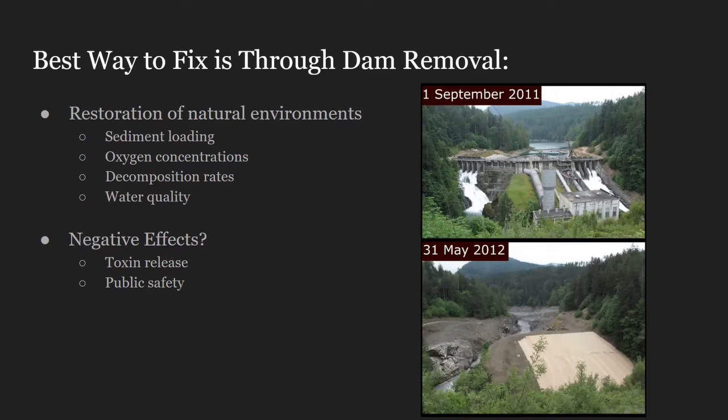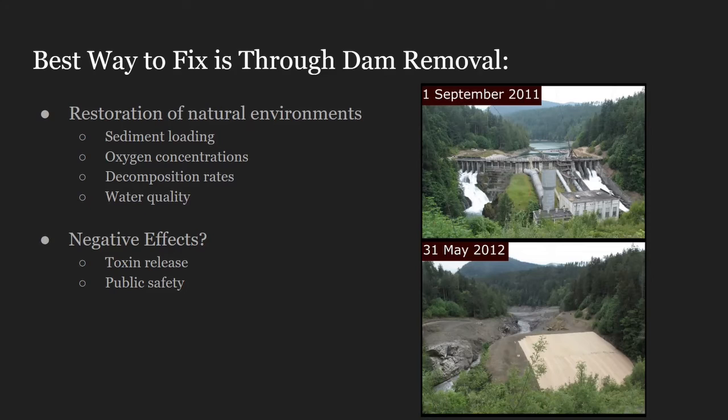Overall, the best way to fix the ongoing issue of sedimentation is to remove the dam altogether. Removing the dam reverts the river back to its natural environment. It allows for natural sediment loading to come back and oxygen and decomposition levels to return to normal, as well as restoring good water quality.